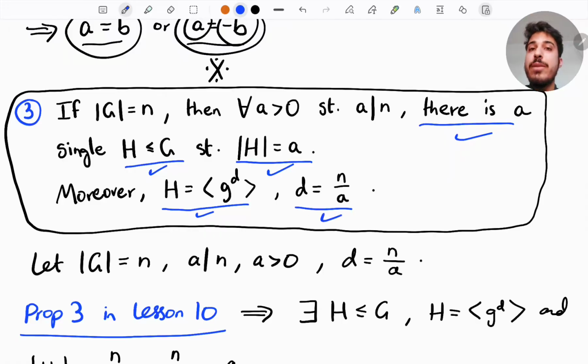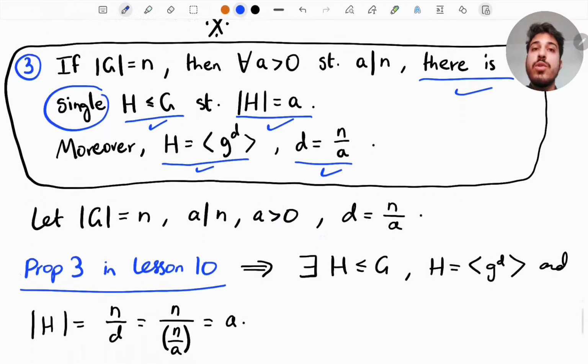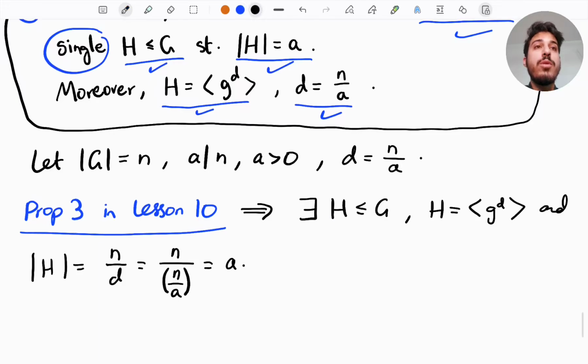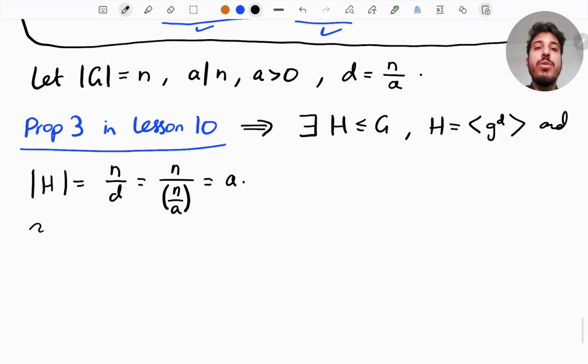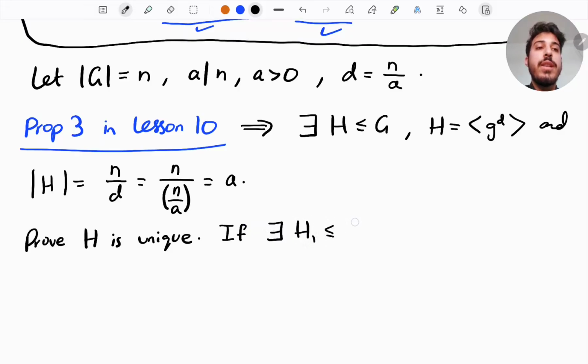The only thing that's left to prove is that this is the unique subgroup with this property. In other words, there is no other different subgroup that has these properties. So, prove H is unique. To do that, we will suppose that there is another subgroup. There exists an H1 that is a subgroup of G, such that the order of H1 is also equal to a.